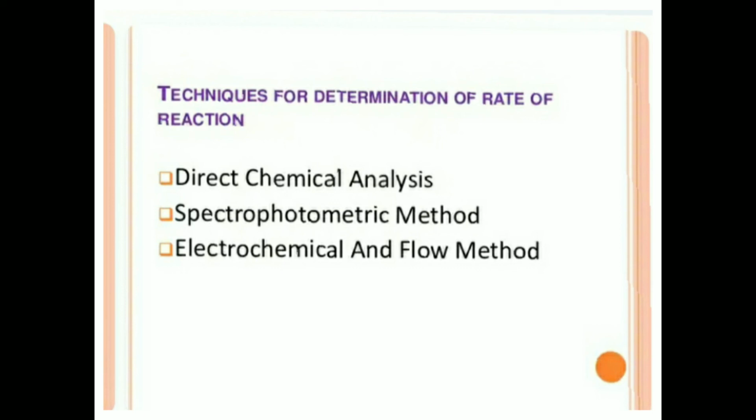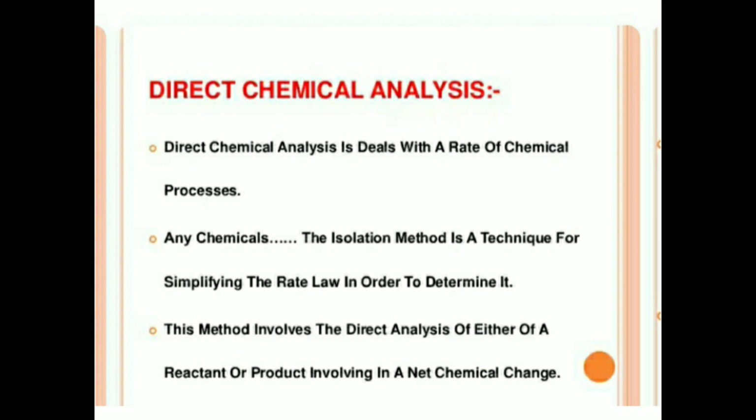Techniques for determination of rate of reaction: direct chemical analysis, spectrophotometric method, electrochemical and flow method. Direct chemical analysis deals with the rate of chemical process in chemicals. The isolation method is a technique for simplifying the rate law in order to determine it. This method involves the direct analysis of either a reactant or product involving a new net chemical change.